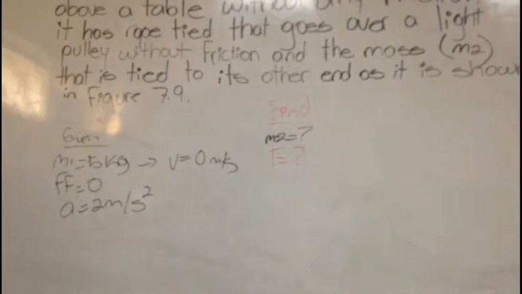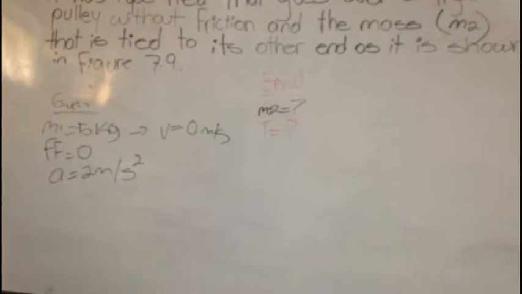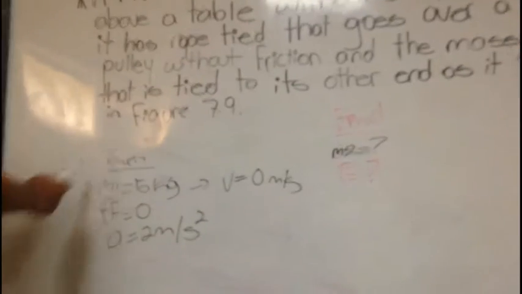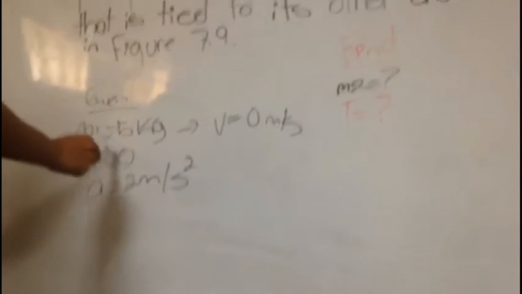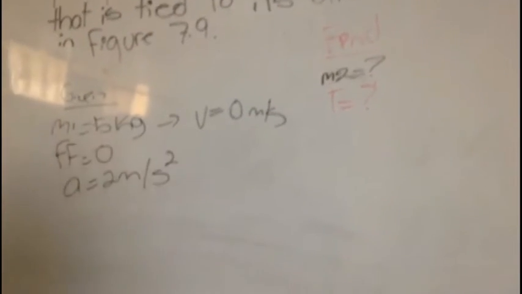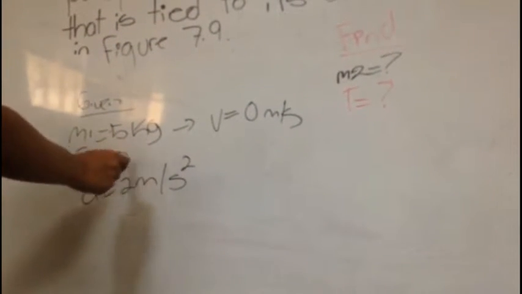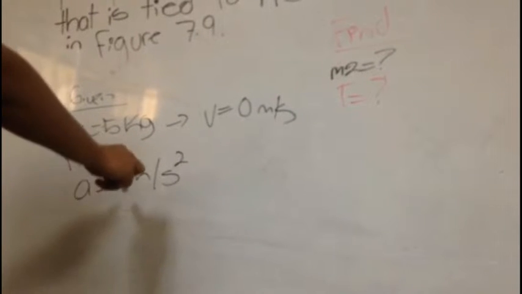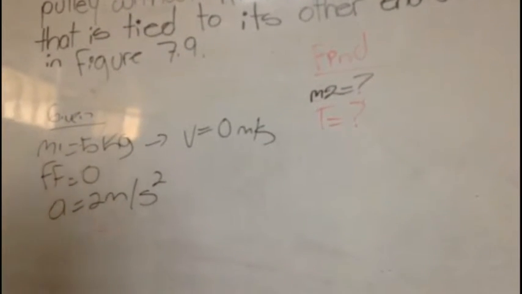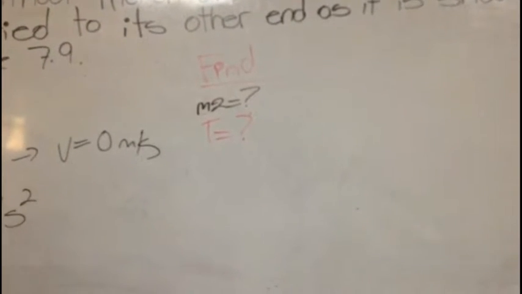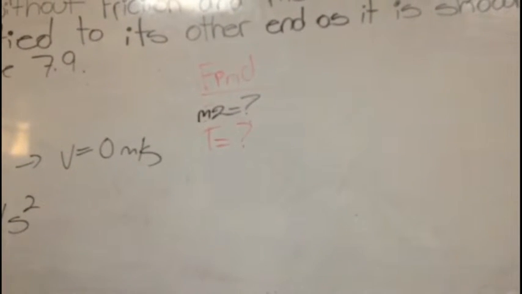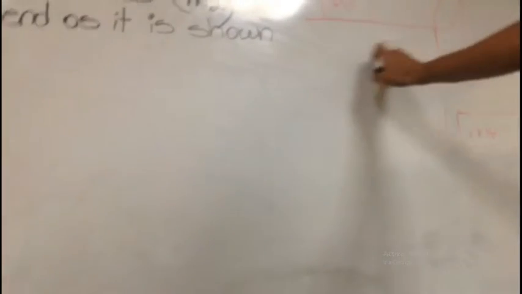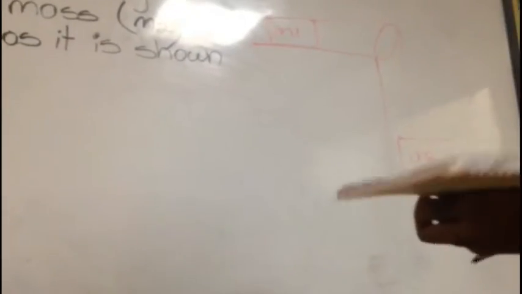For this problem, we need to identify what the problem gives us. That is, mass 1 is equal to 5 kilograms. The friction force is equal to 0, and the acceleration is equal to 2 meters per second squared. And we need to find mass 2 and tension. How do we want to find mass 2? We need to look at the figure that they gave us. That is this one.